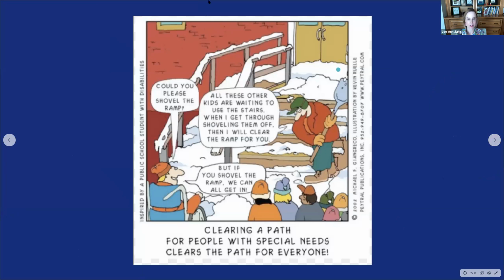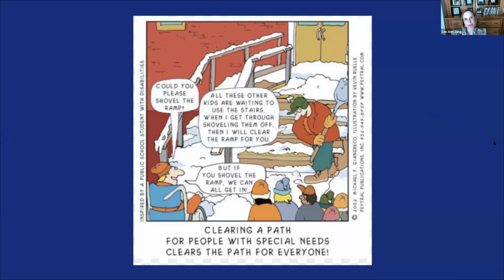You may have seen this cartoon. Mike Giangreco has great work out there, and a lot of cartoons he had commissioned, a couple of decades ago. And we see the example here, where if we just shovel the ramp, then everybody can get in. We don't have to shovel the steps and then the ramp, just shovel the ramp, then the steps, I guess if you want. But everybody can get in when you shovel the steps. And that's what we're talking about, is opening up access.